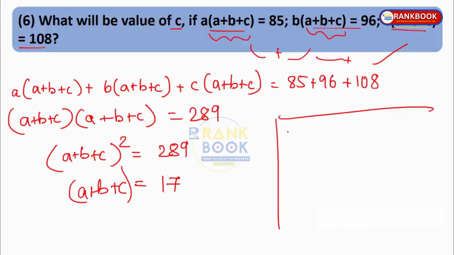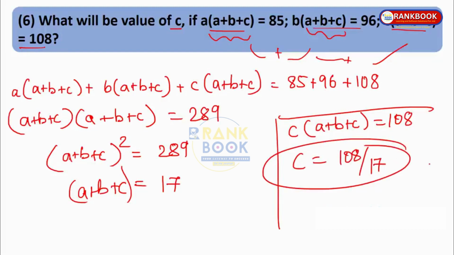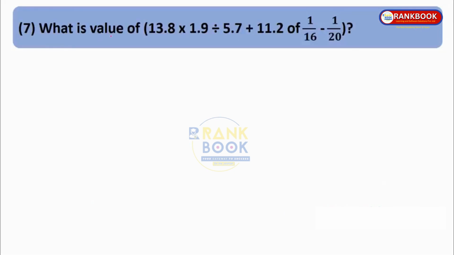Now we want the value of C. We already know C into A plus B plus C equals 108. Value of C will be 108 divided by 17. We got the answer. Moving to question number 7. What is the value of 13.8 into 1.9 divided by 5.7 plus 11.2 of 1 by 16 minus 1 by 20? Again, by looking, we can say this is the V BODMAS type of sum, and we have to use these rules to solve the sum.